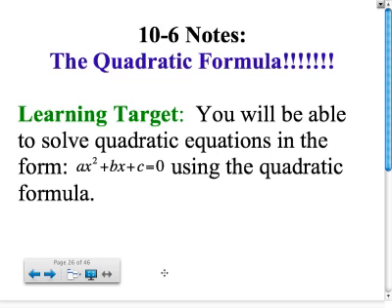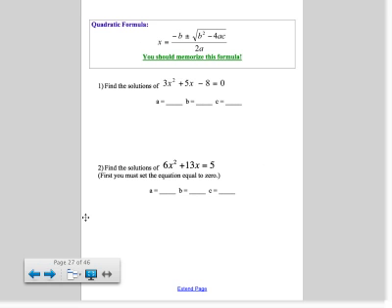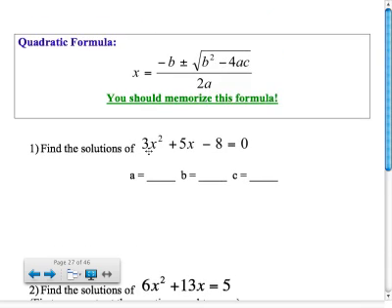So as you're going through here, the first thing you have to know is that you have to memorize the formula. Okay, the quadratic formula simply says x equals the opposite of b plus or minus the square root of b squared minus 4ac all divided by 2a. Okay, I'm going to cross out this word should, and I'm going to say you must memorize this formula.